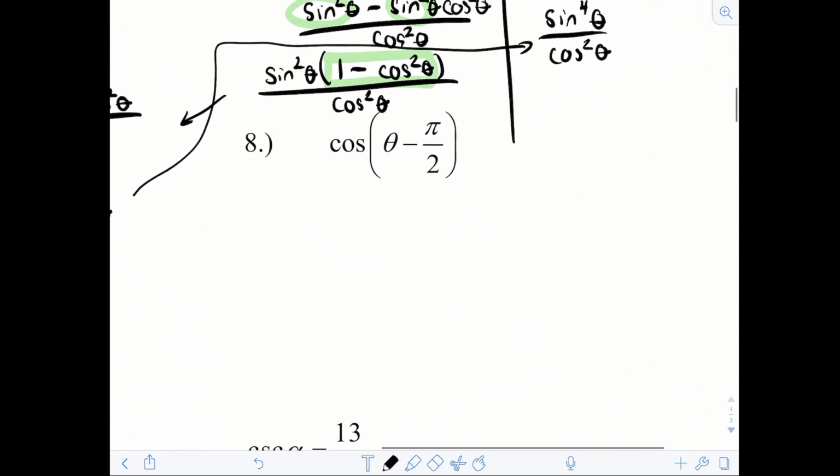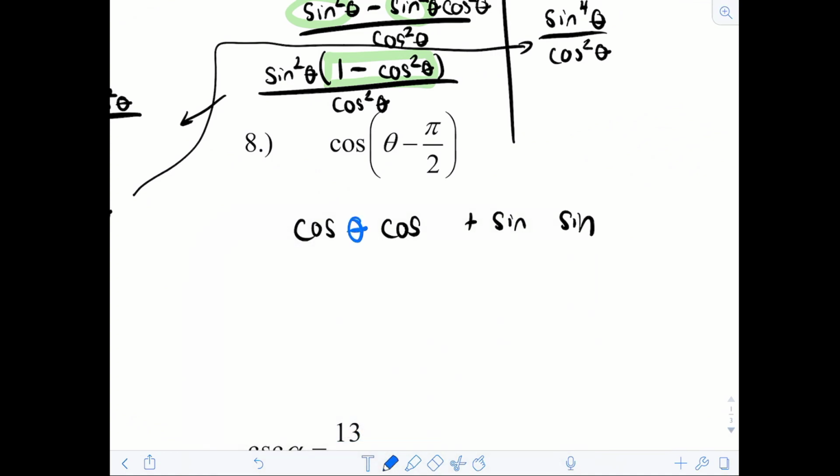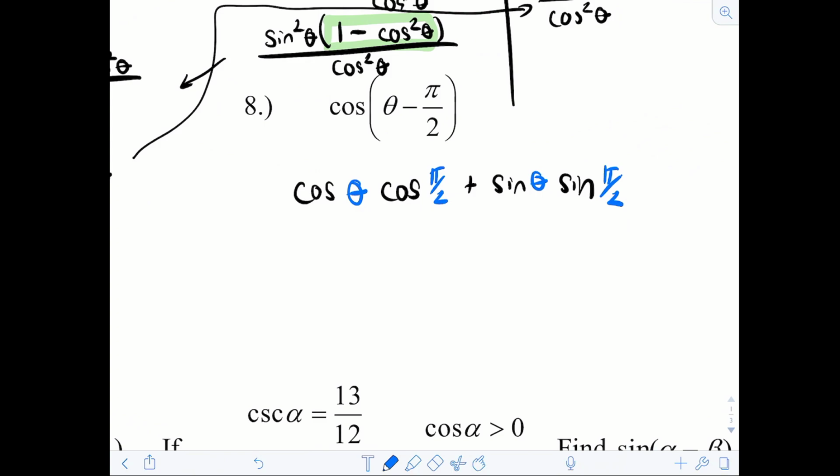All right, number 8, same deal. But this time we're going to do cosine, cosine, sine, sine, sine. So theta, pi over 2, theta, pi over 2. So cosine of pi over 2, which is going to be right here, the x value is actually going to be 0. So cosine of theta times 0 is just going to be 0, plus sine of theta times, well, 1. So it's going to be sine of theta plus 0, so that's just going to be sine of theta.